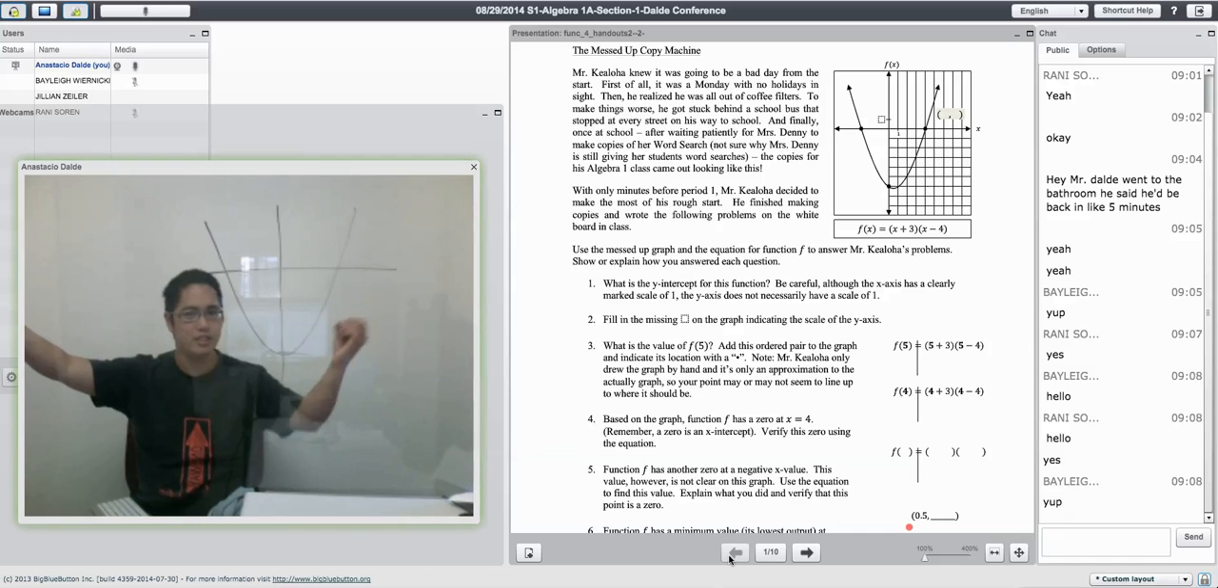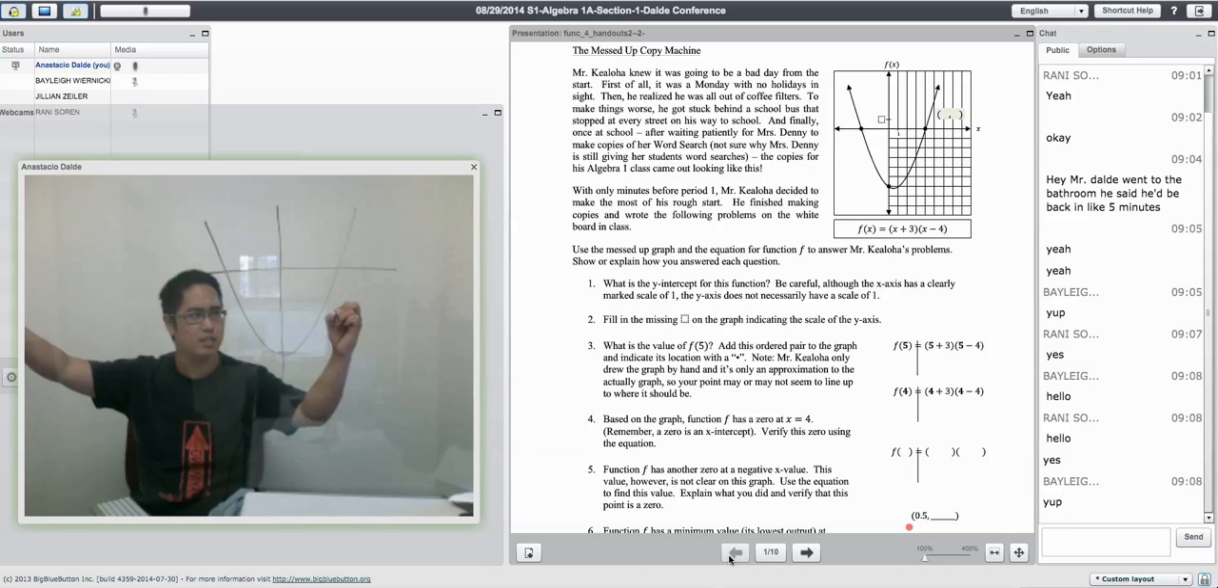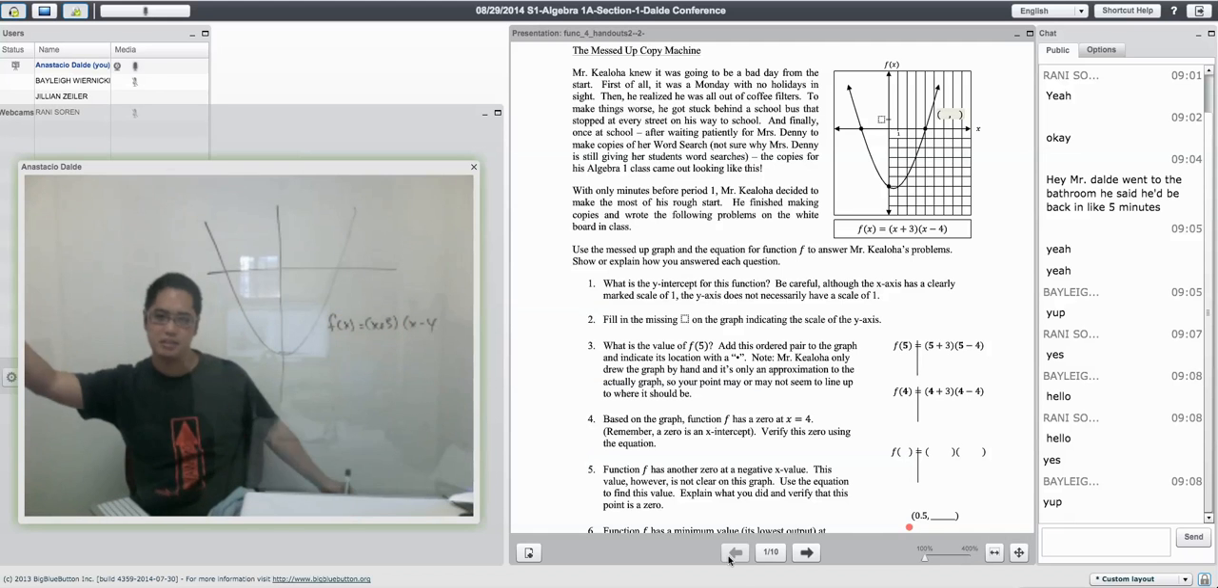He knows the equation of that parabola. This is what we call a parabola here. And the equation of it is f of x equals (x plus 3) times (x minus 4). That's the equation right there.